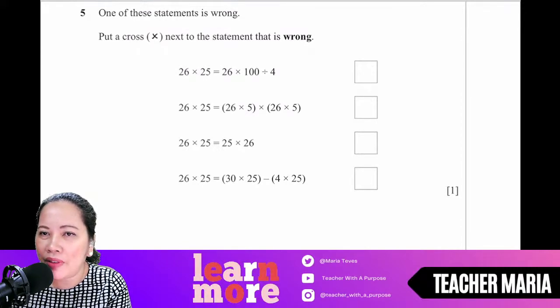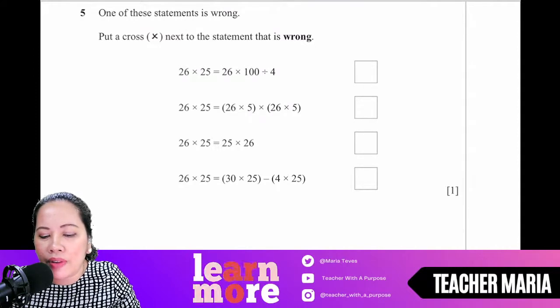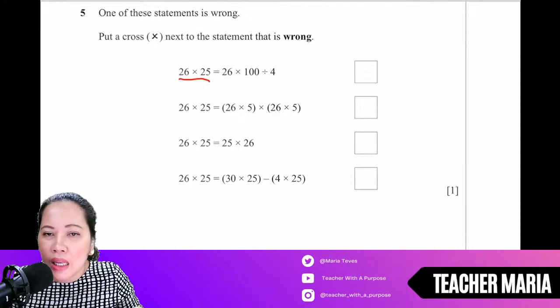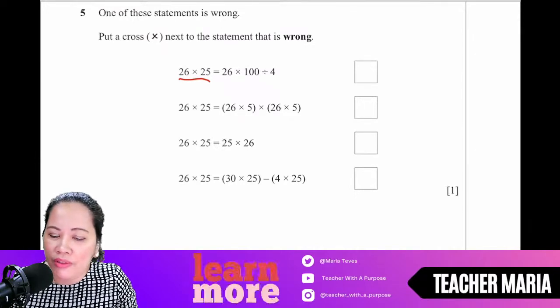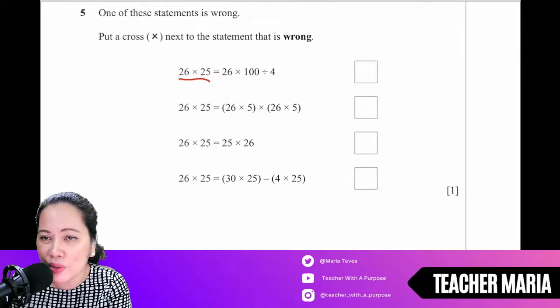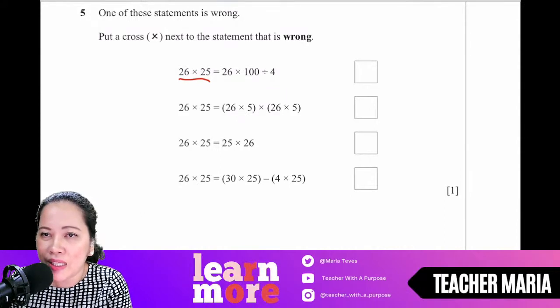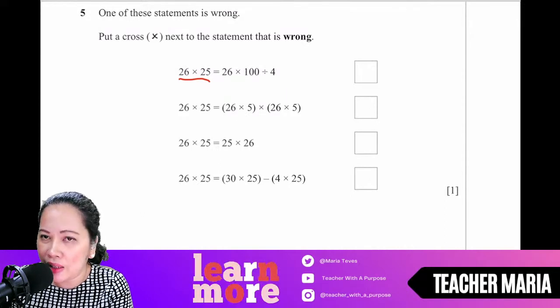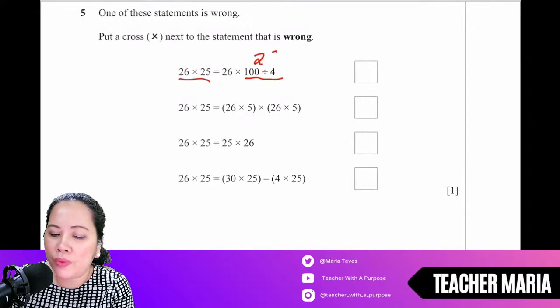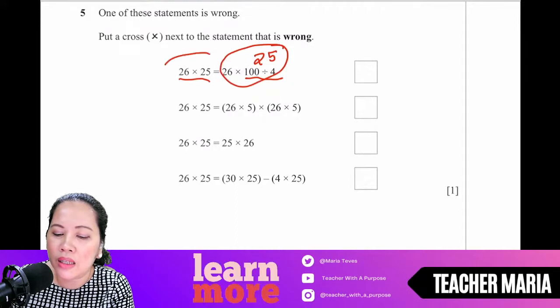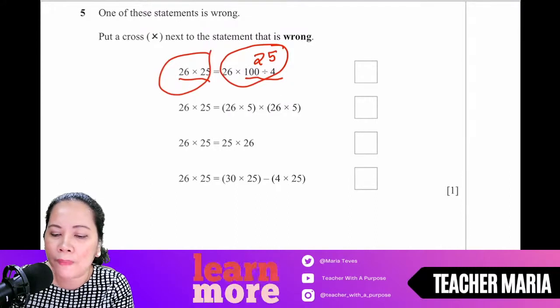So if you have this, it's always from left to right. So the first one that you have here is 26 times 25. So if you have 26 times 25, okay, you don't need to solve this actually. The first thing that you have to do is check the other side of the equation. This is 26 times 100 divided by 4, which is 25. That means that this side and this side is correct.